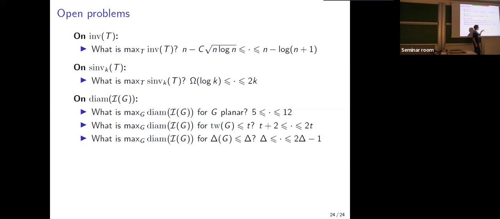So here again, there is a gap. And we have the same kind of gap by a factor of 2 for the maximum degree. So we know that the inversion diameter is at most twice the maximum degree minus 1. And we have a lot of examples where it's exactly the maximum degree. And we believe that this is always at most the maximum degree.